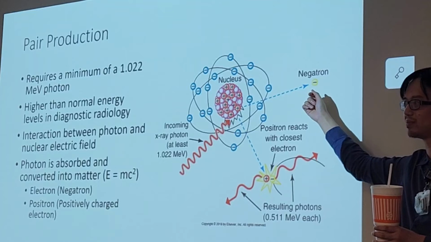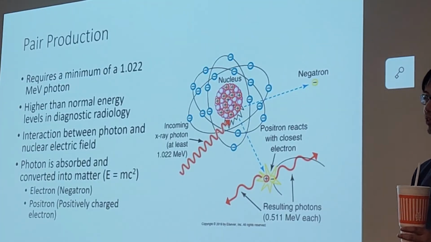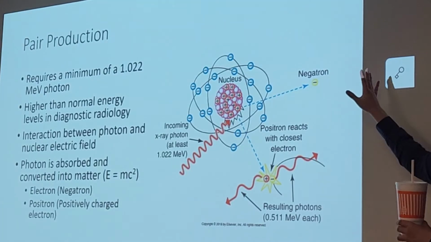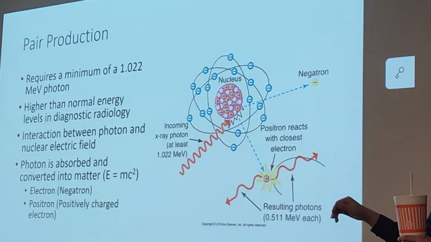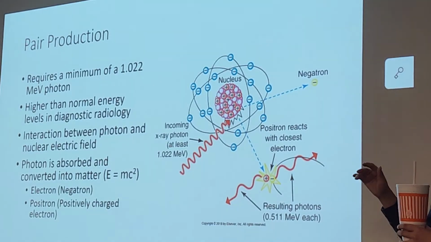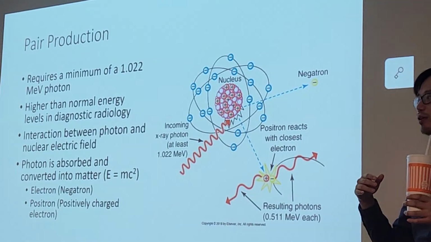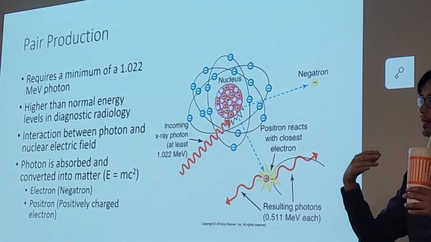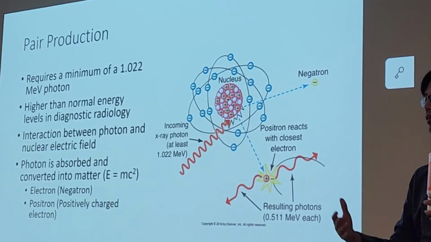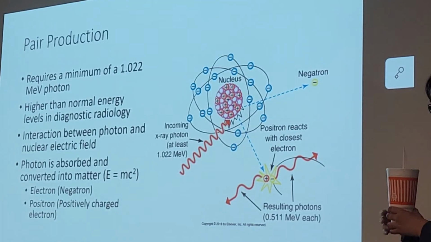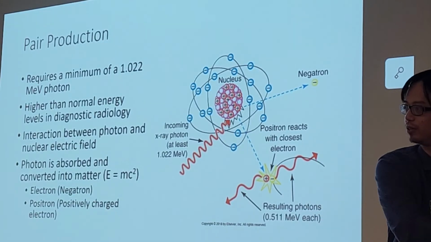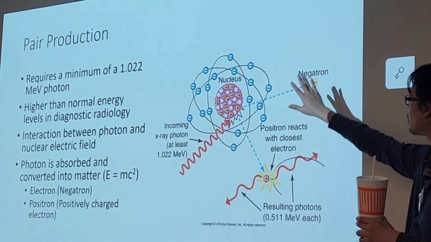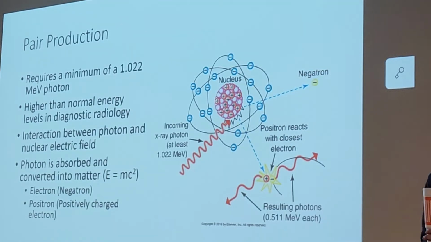Wait, I thought those were only inside the tube. Yes, so that's why it's not part of diagnostic. Don't worry about that too much. For our purposes, Bremsstrahlung and characteristic is tube only. In reality, things are a little bit messier. That's okay. I'm gonna hide the mess from you, so don't worry too much about what's gonna happen afterward.